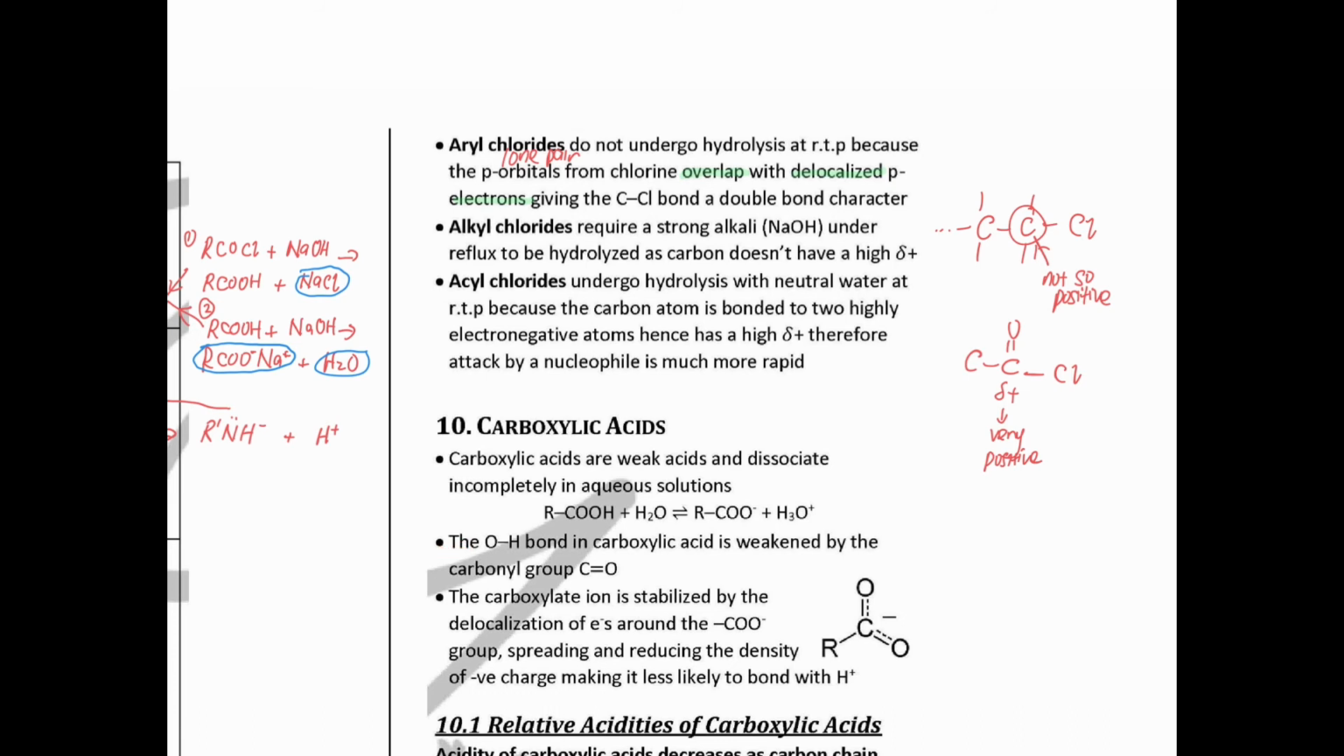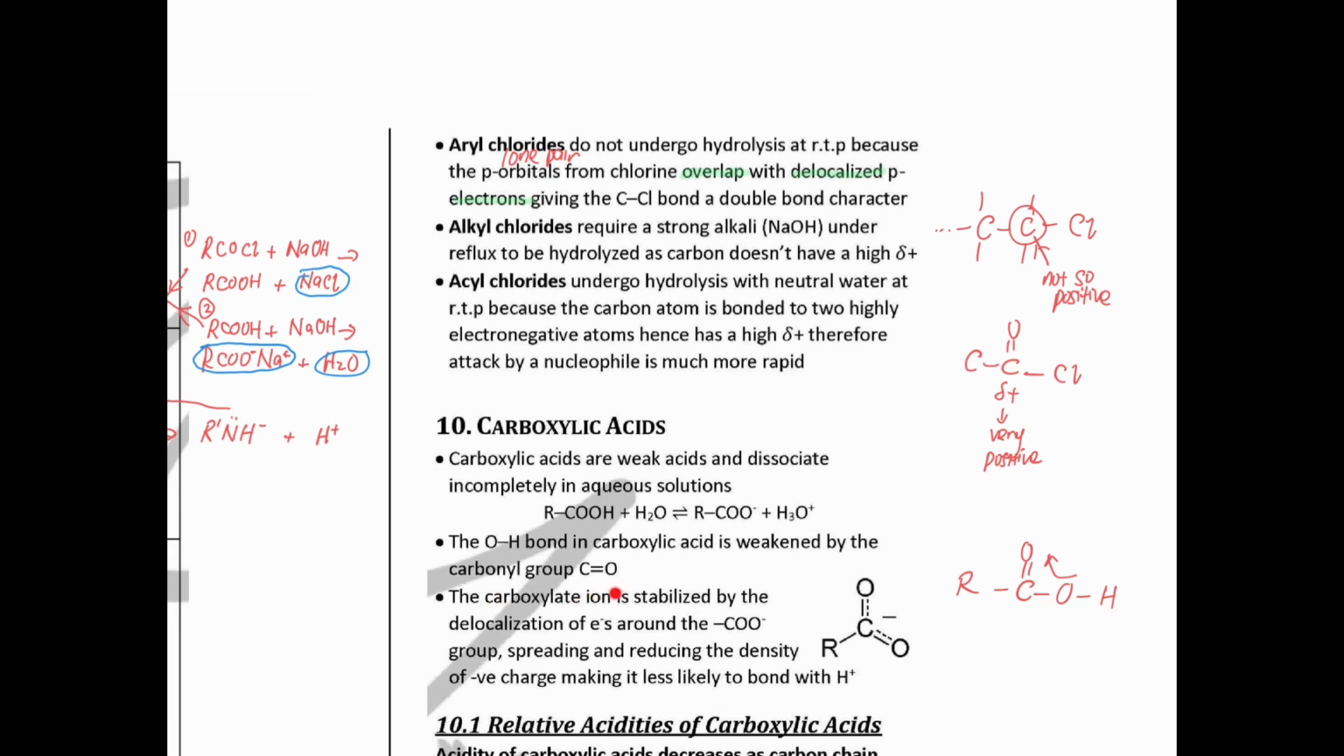So the OH bond in carboxylic acid is weakened by the carbonyl group, C double bond O, which is this part, C double bond O, which will weaken the OH group. How do they weaken it? They are withdrawing the electrons. So imagine something like this: C double bond O, O, H, R. So it withdraws the electron, making the O not negative enough to hold the H, so that this bond is weakened.